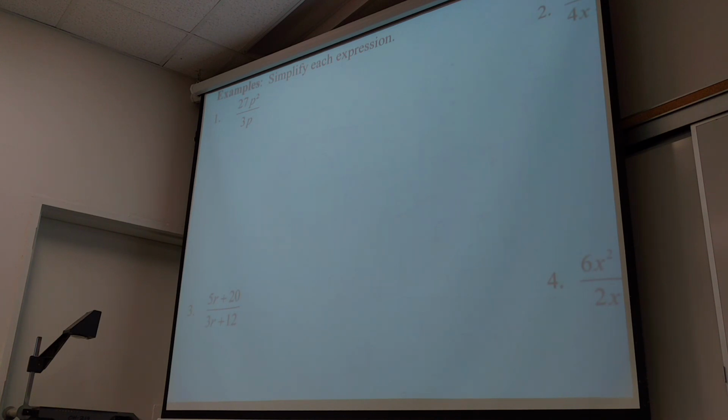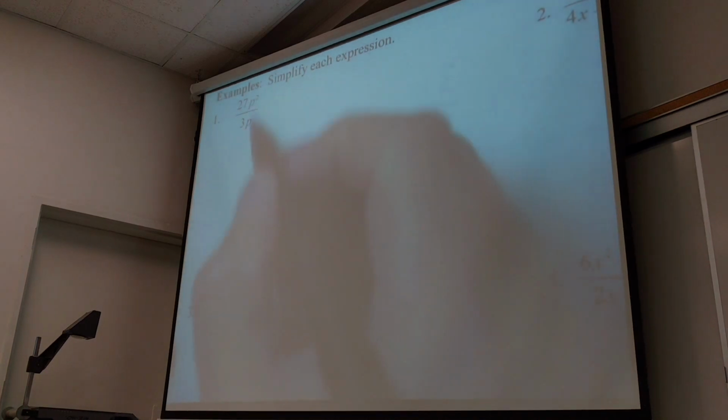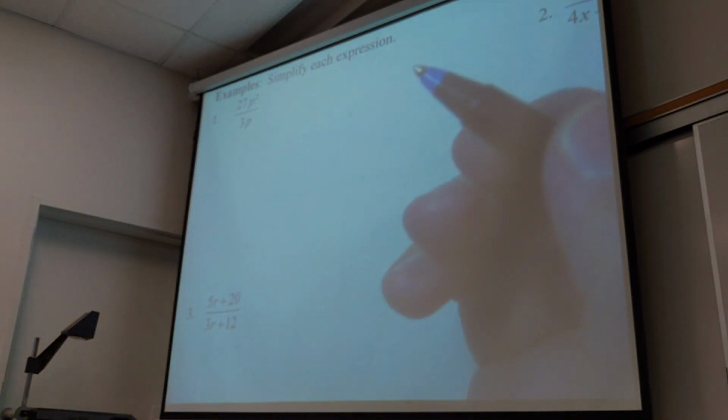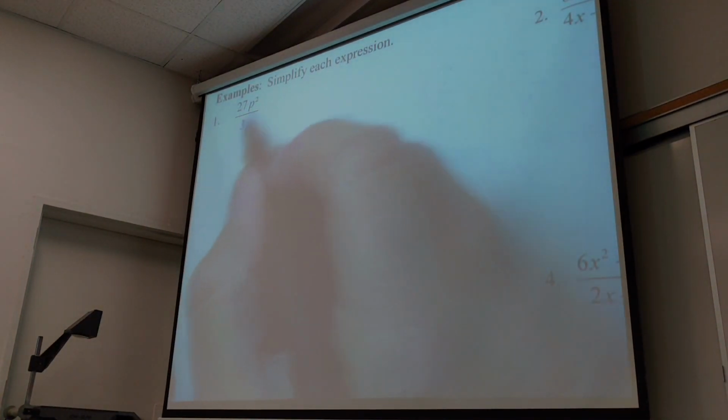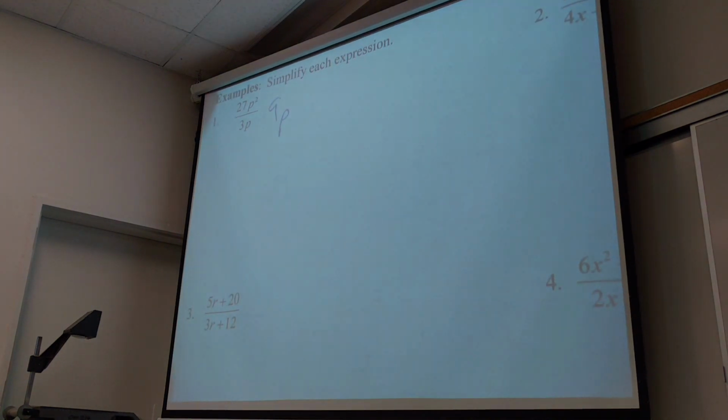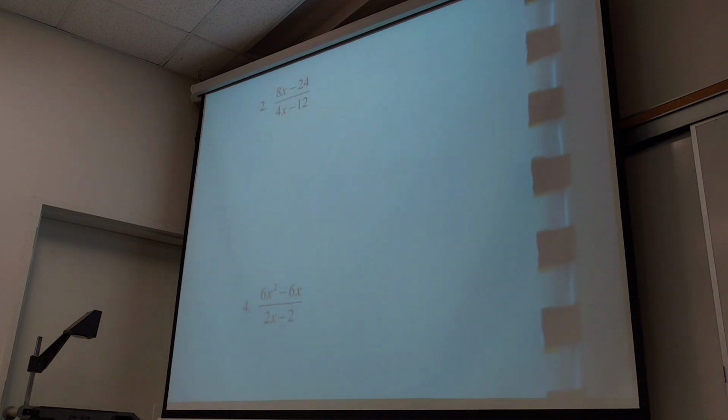We've seen this kind of problem before. 3 goes into 27 nine times. And how many p's are left? 1 on the top. So 9p. That was easy. Why was that easy? Are there any pluses and minuses in there? No. It's all multiplication and division, so I can immediately kill things. Number 2, you knew what I was going to say.